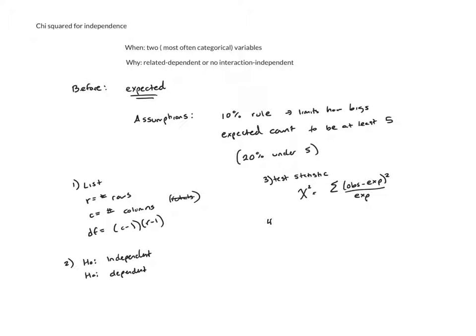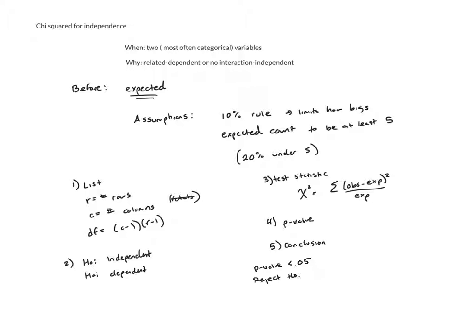After I find chi-squared, the next step is to find my p-value. And the fifth step is my conclusion. My conclusion fits the same basic model all of my hypothesis tests have. That is, I compare my p-value to 0.05. If my p-value is less than 0.05, I will reject H0.